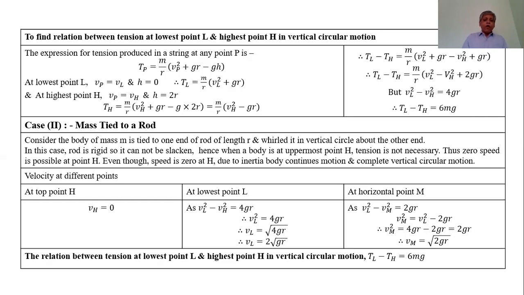In this case, the rod is rigid, so it cannot be slackened like a string. It will not slack, it will remain tight. Hence, when a body is at the uppermost point, tension is not necessary. There is no need for tension there, because it does not slacken, so the mass will not come down directly. Due to the speed and due to the inertia, it goes on to complete the vertical circular motion.